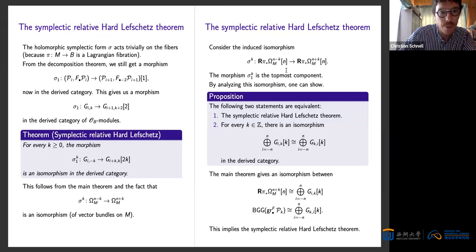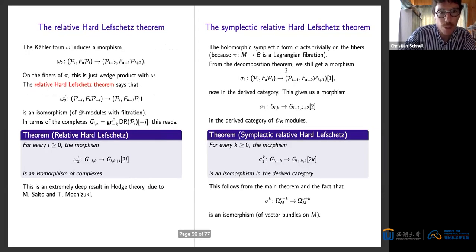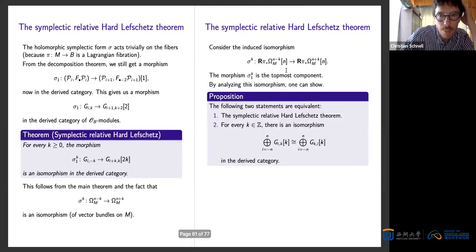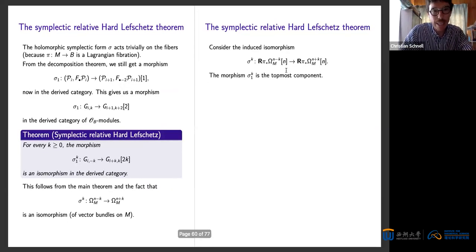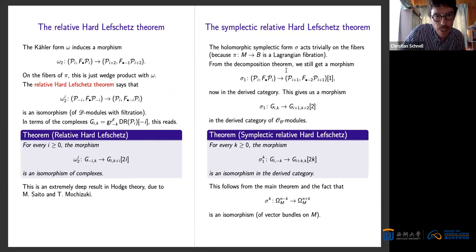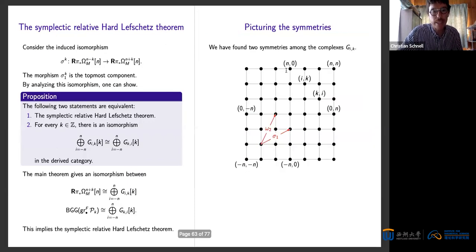Okay, good. So now I have two symmetries, right? I have the symmetry from the Kähler form and the symmetry from the symplectic form. And so now again, since if I write it like this with these indices, it's very hard to see what they're doing, I'm going to put it in a picture, just like I did in the case of the Hodge diamond.